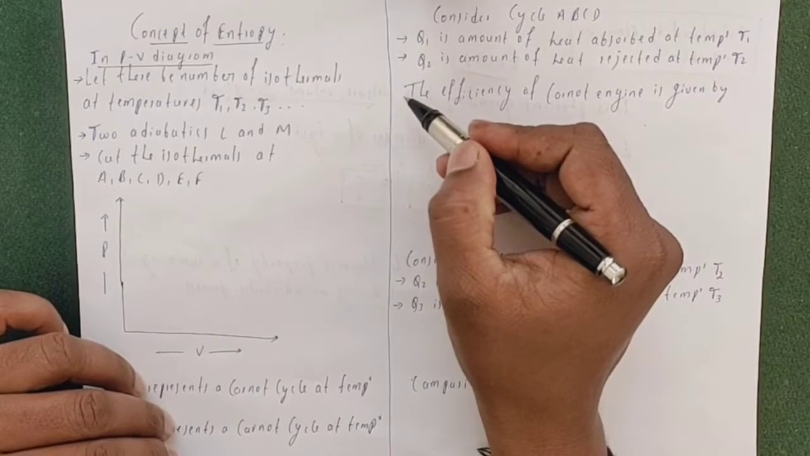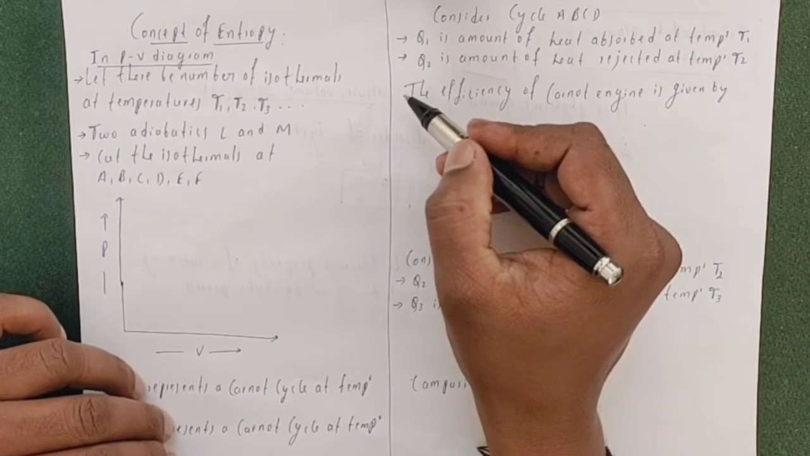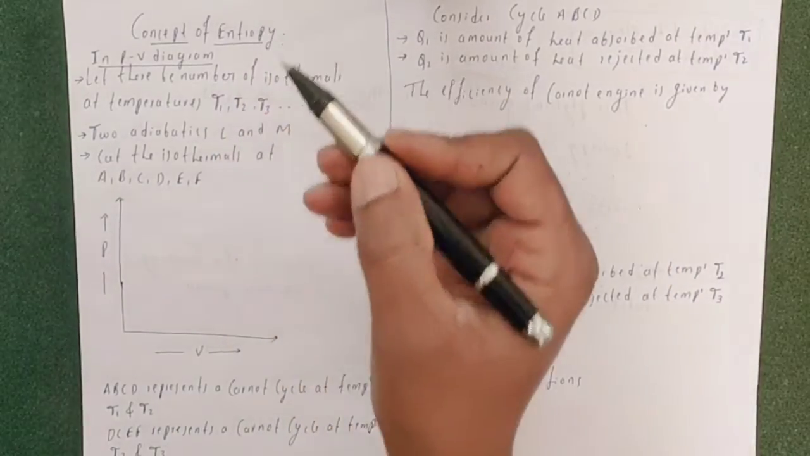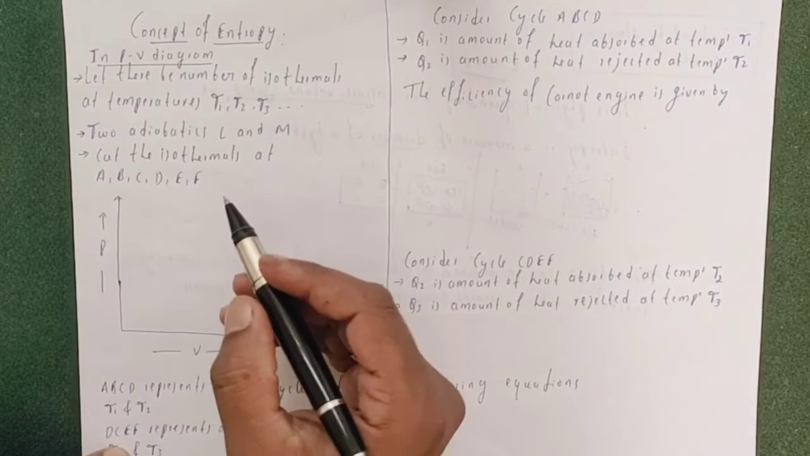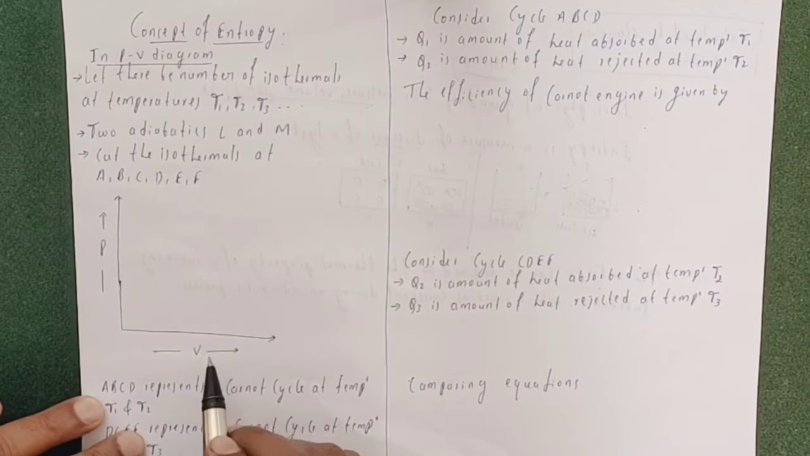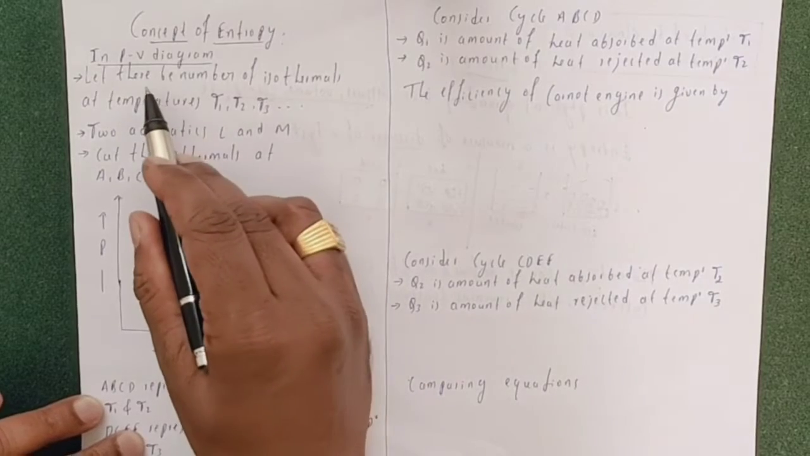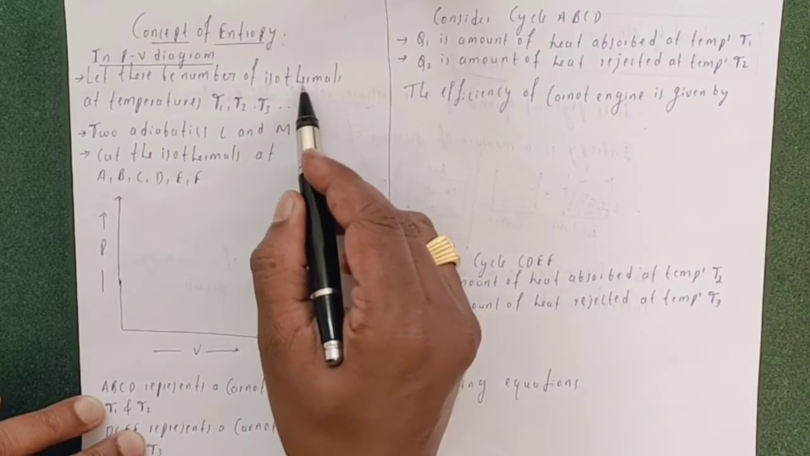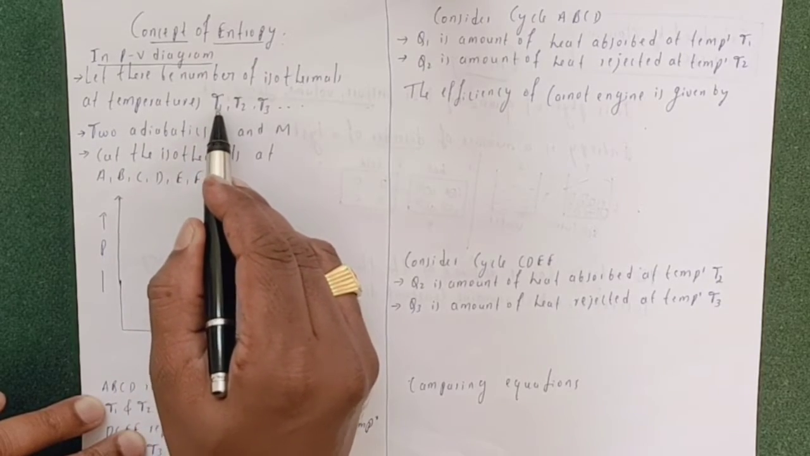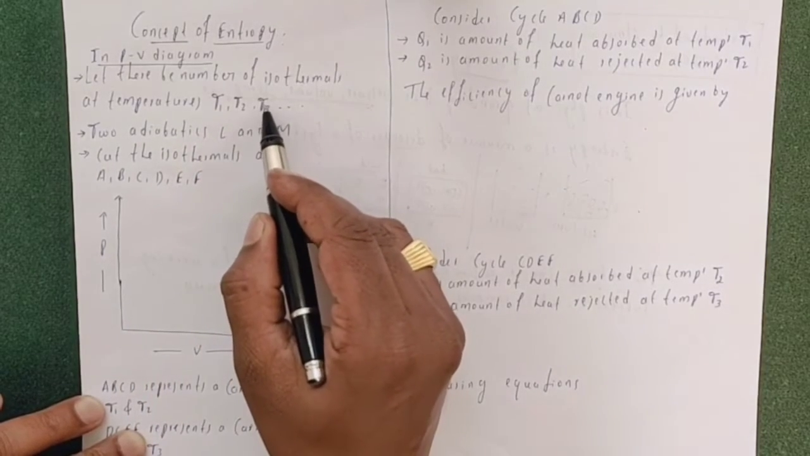In this video, I'm going to discuss the concept of entropy. Here I'm going to consider a PV diagram, that is, a pressure-volume diagram, and in this diagram I'm going to consider three isothermal processes, at temperatures T1, T2 and T3.